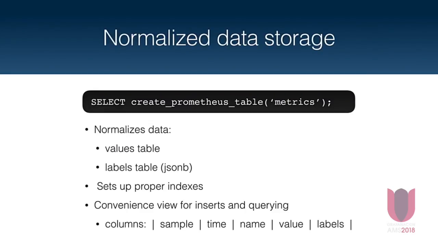You can also normalize the data storage. In this extension, you can do a function call to set up your metrics table, and that will split the storage into separate tables for your values and your labels. It will set up proper indexes, and it will add a convenience view for inserting and querying the data with these columns. So you get basically the raw sample and the individual component parts.